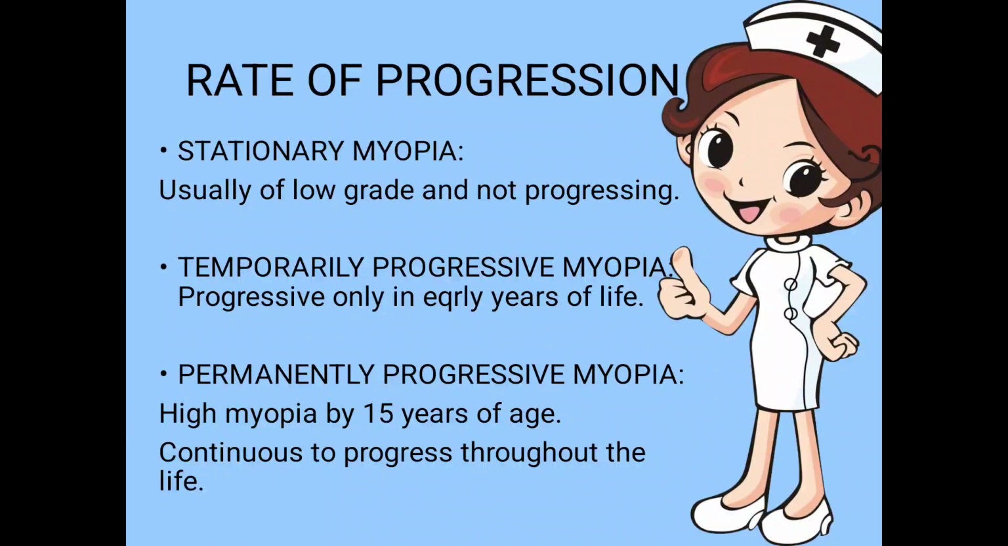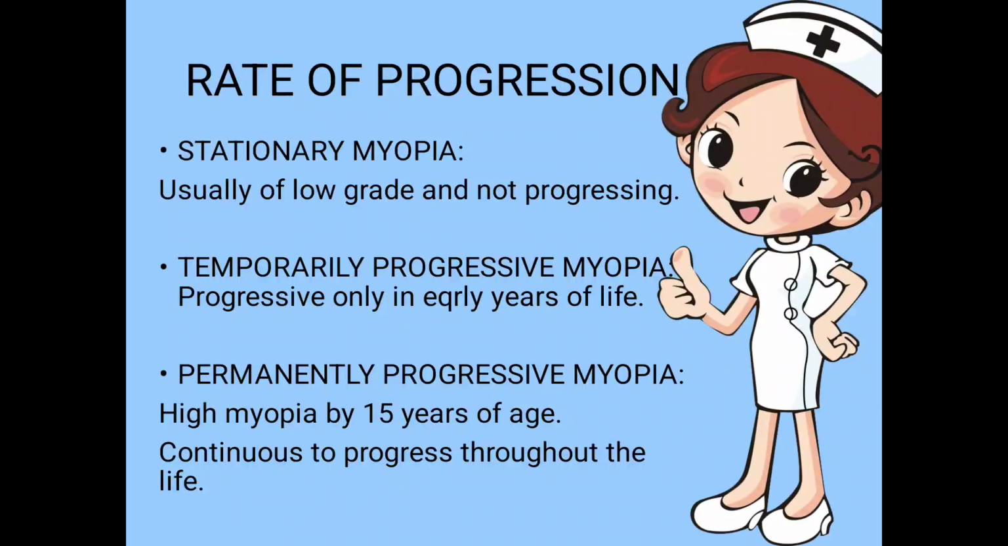Rate of progression. Now on the basis of rate of progression, the first type is stationary myopia. Stationary myopia is a kind of myopia. It is usually low grade myopia, which is -1 or below, and it is not progressing. It doesn't keep on increasing. It remains at that state only. If it is -0.75, then it will remain -0.75.